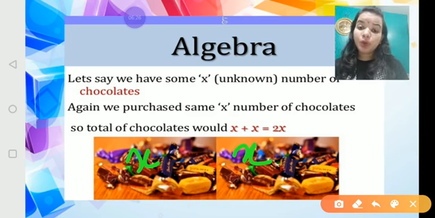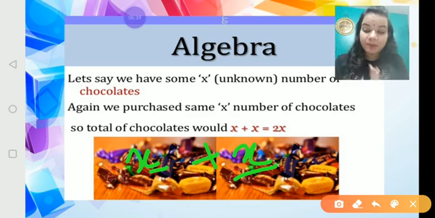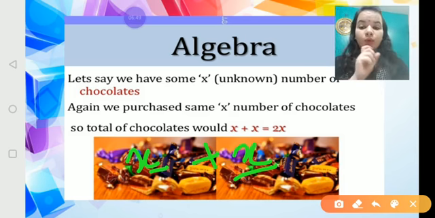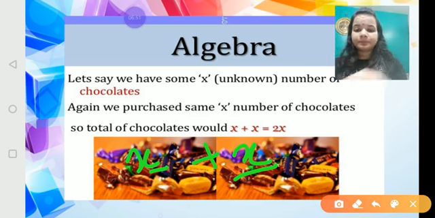So now in total, how many chocolates do you have? You can see you had x chocolates earlier. Now again you have purchased x chocolates. So adding these two, x plus x becomes 2x. You can add this x also, children. So x, that is 1x, plus x, that is 1x, equals 2x. Okay.